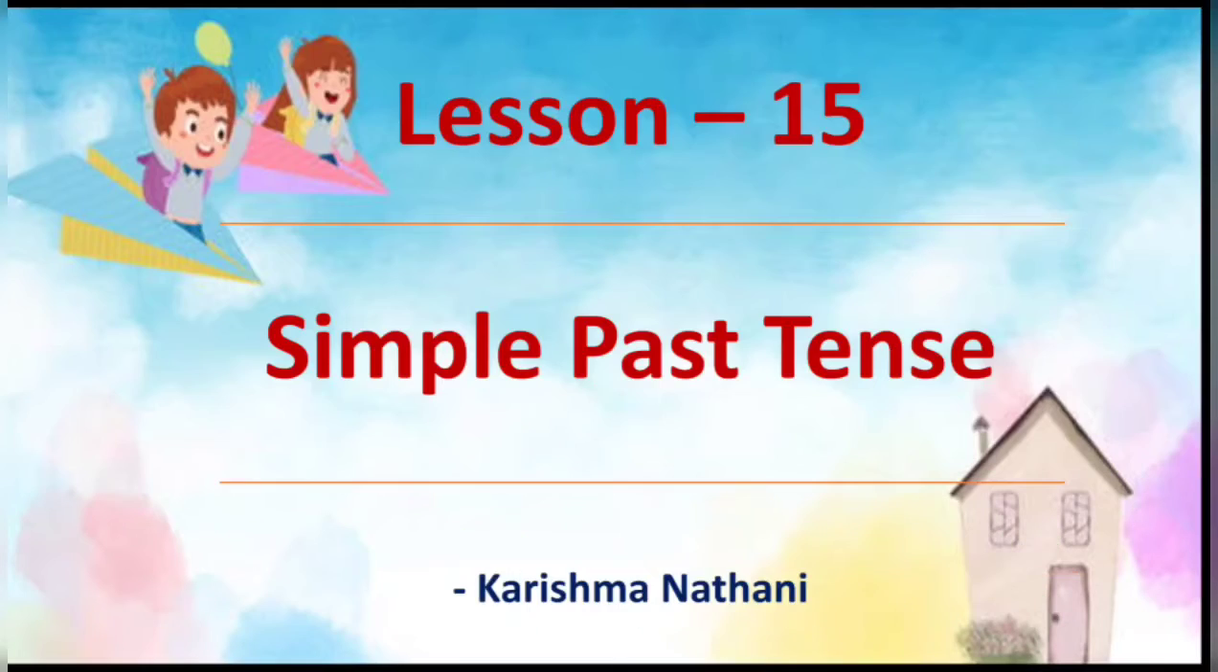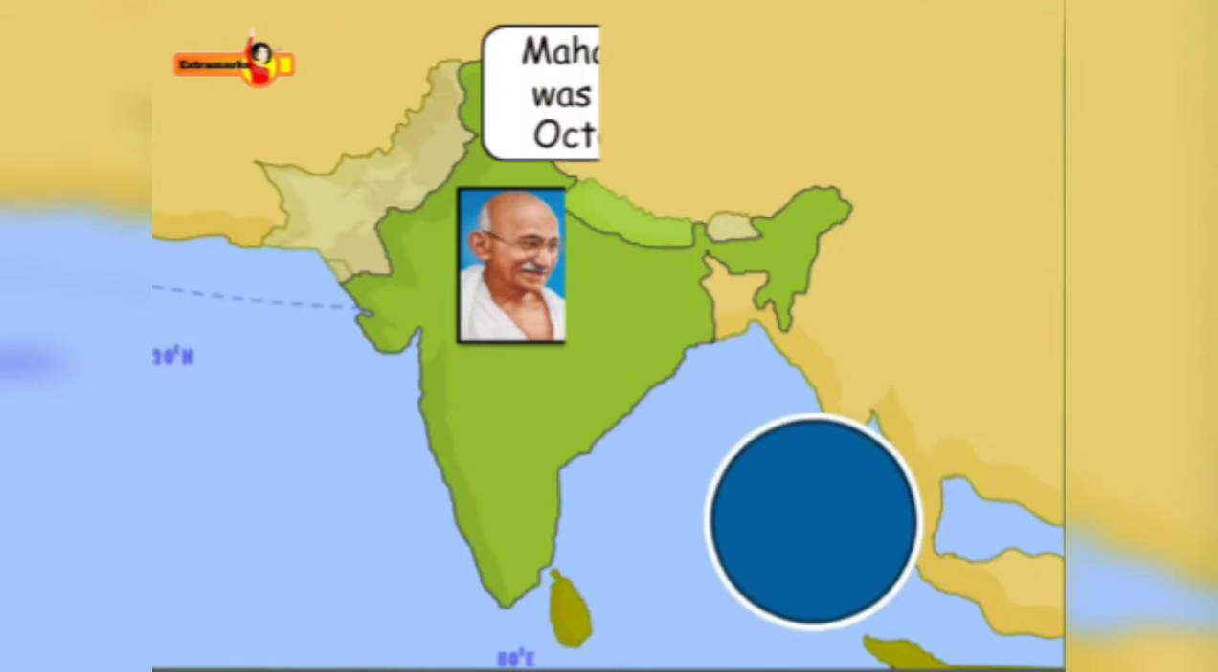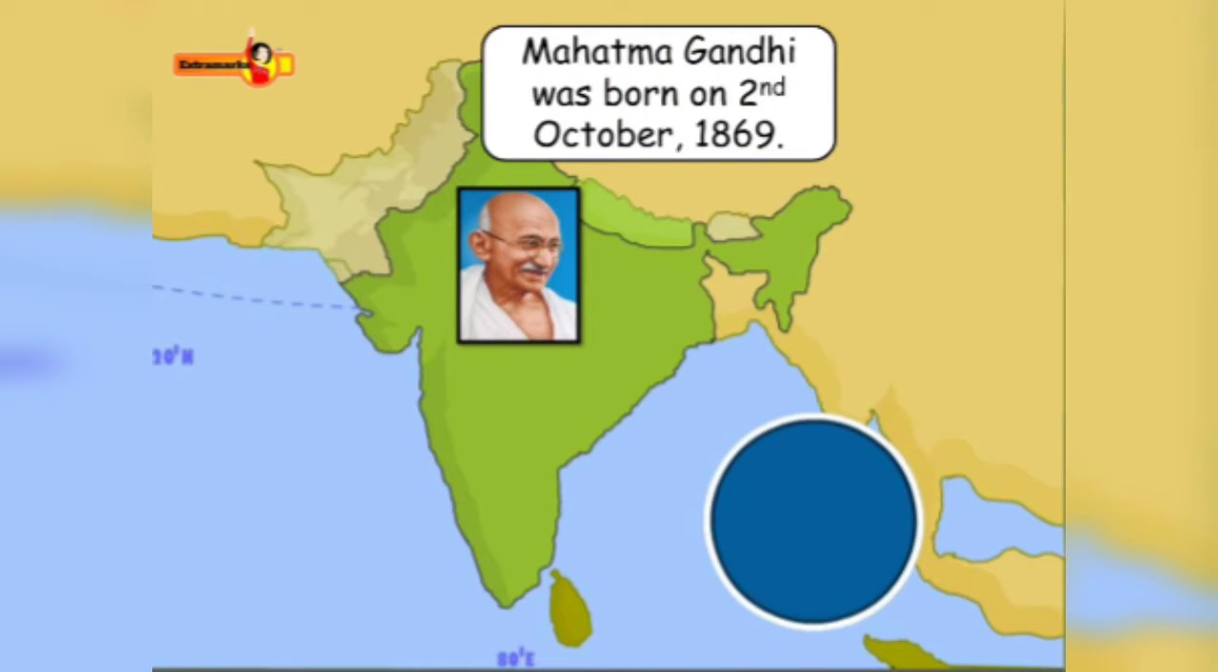Today we are going to learn lesson number 15, simple past tense. Children, did you know Mahatma Gandhi's real name was Mohandas Karamchand Gandhi? Mahatma Gandhi was born on 2nd October 1869 at Porbandar, Gujarat.